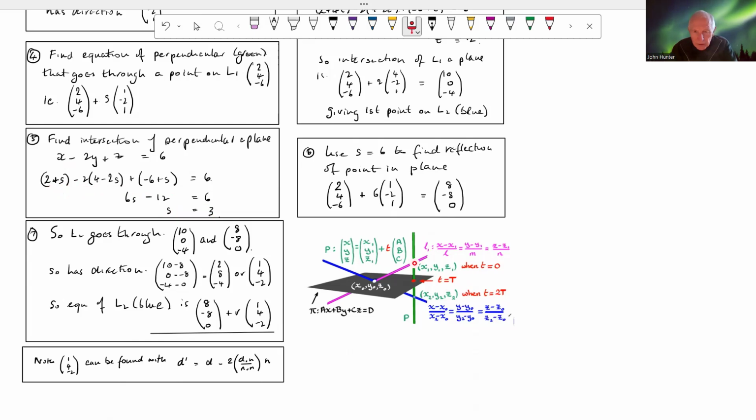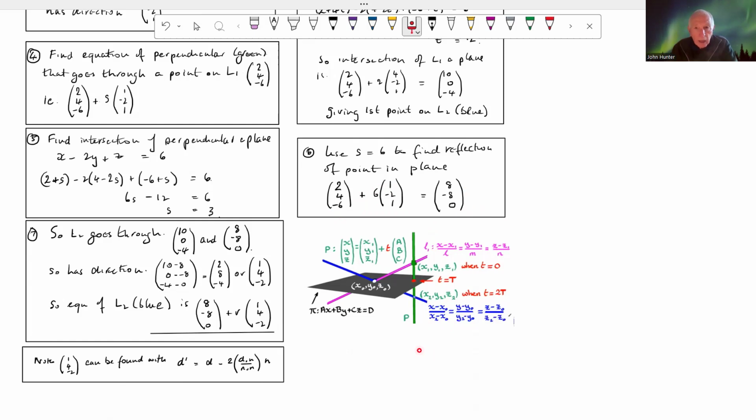So to get from that point there on the purple line down to the plane, we're doing 3 lots of the direction vector from that starting point. So to get down to this point, which is the reflection, we do twice as many, in other words 6 lots of this direction vector, and we get down to this point here, x2, y2, z2. So that's simply this, giving us that point there, 8, minus 8, 0.